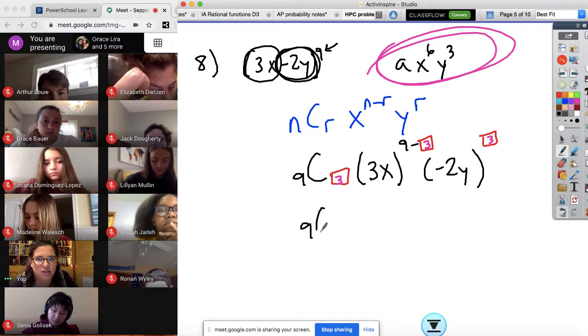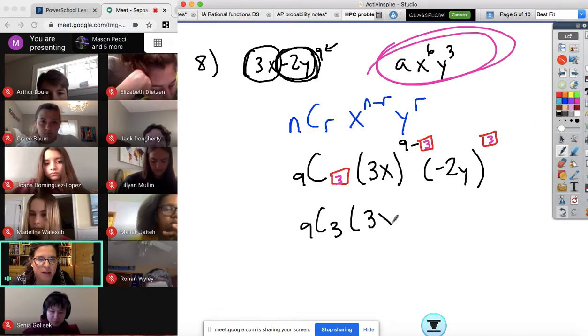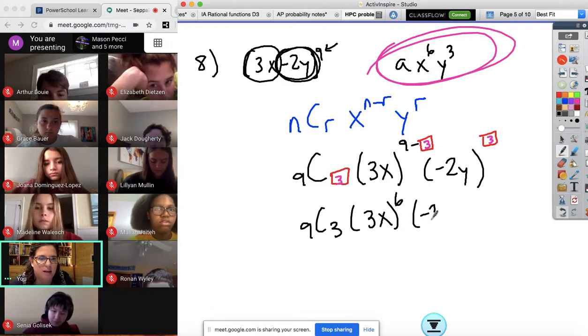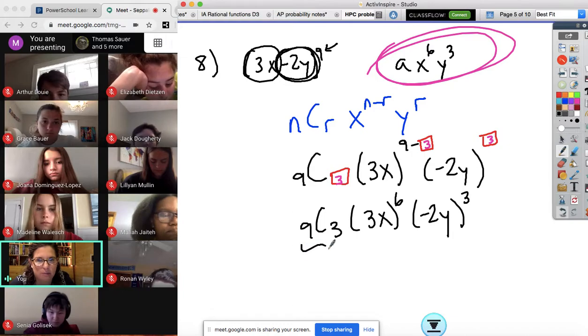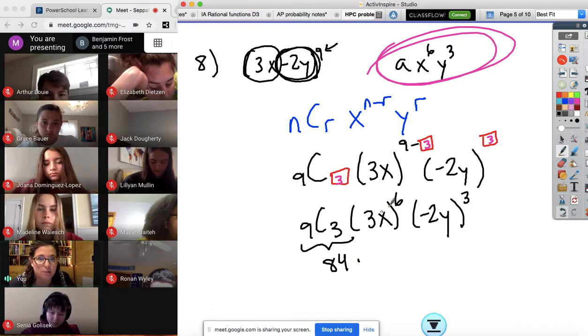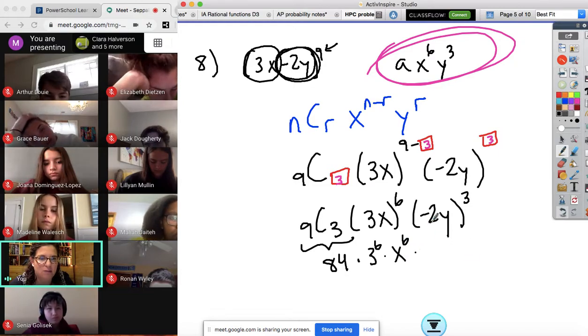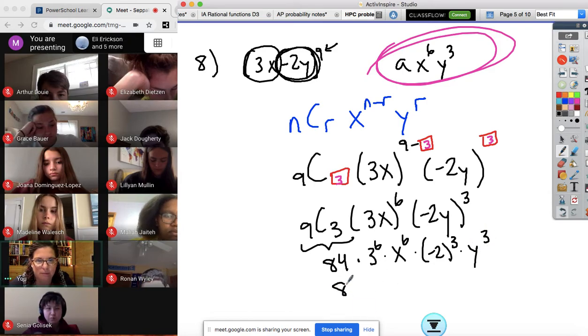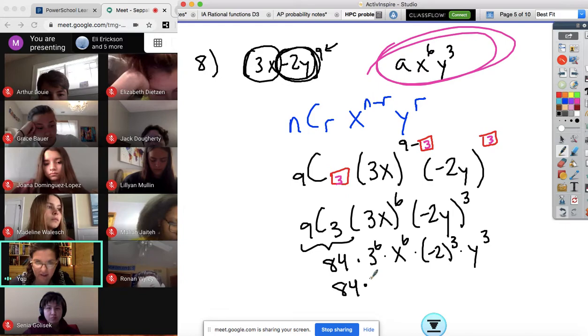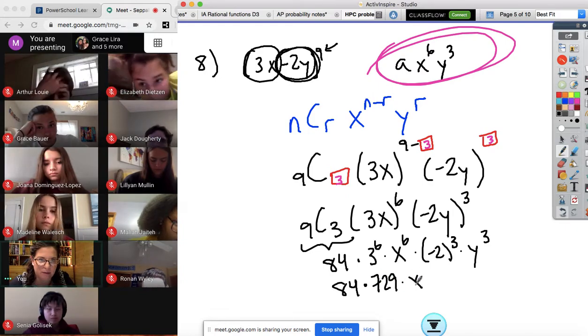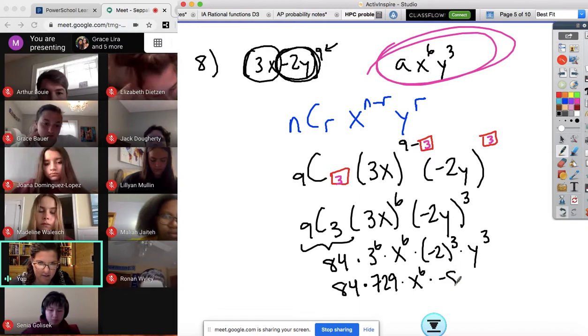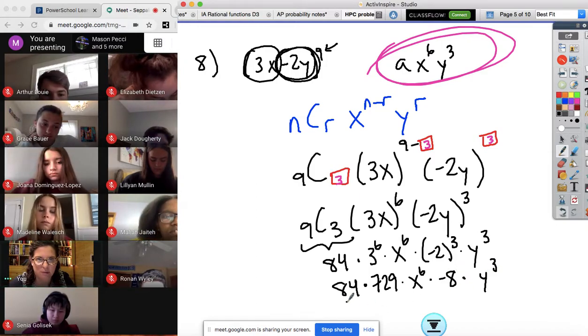And you're going to have 9 choose 3, and then you're going to have 3x to the 6th, and negative 2y to the 3rd. And then just remember, after you do this 9 choose 3 in your calculator, you're going to get 84. But what you have to remember is you have to do 3 to the 6th power and x to the 6th power. And you have to do negative 2 to the 3rd power and y to the 3rd power. So 3 to the 6th, that's 729. And negative 2 to the 3rd, that's a negative 8. And you got to multiply the 84, the 729, and the negative 8 all together.